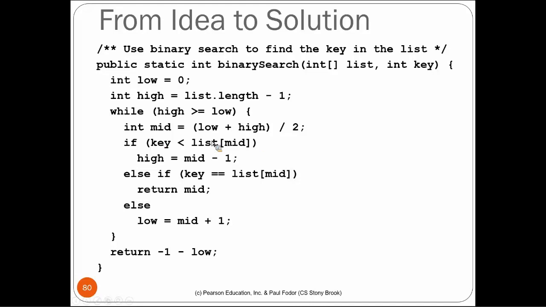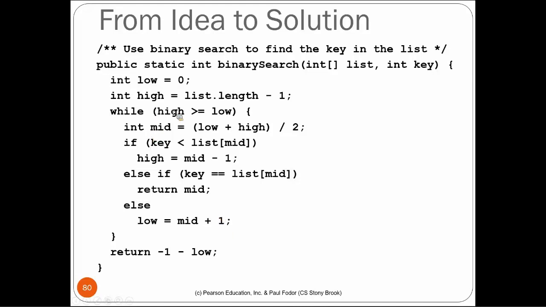If the key is less than the element at the middle index, then high becomes middle minus 1. That means that we don't have to look up to the last element, we can look up to the middle index minus 1. We discard the second half of the array. If the key is equal to the element in the middle, then we return that middle index. Else, we assign middle plus 1 to low.